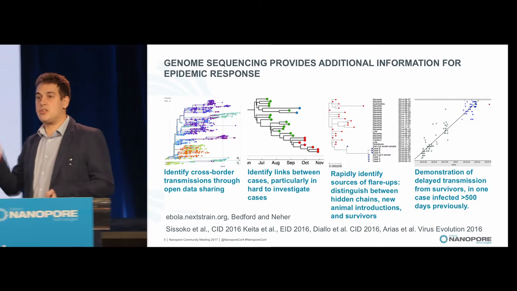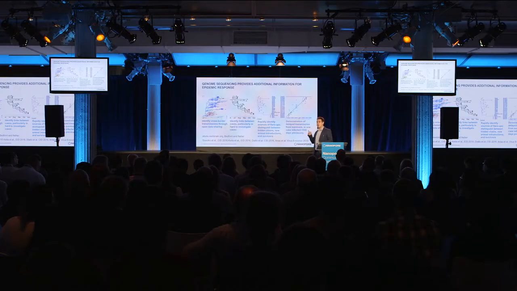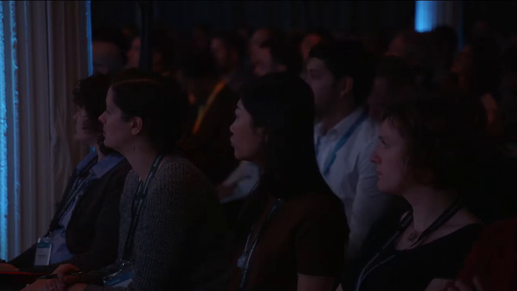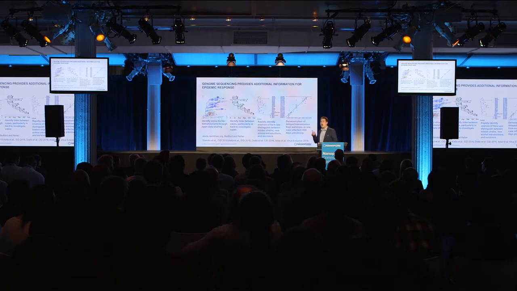We were able to, later on in the epidemic where we had flare-ups, new cases that seemingly came out of nowhere, identify that these weren't, as had been suggested, new introductions from animal reservoirs. These were actual transmissions from survivors. Survivors turned out to be able to be infected with Ebola and cause transmission much longer than expected, and in one case that we helped with the genomic investigation with, over 500 days from contracting Ebola and surviving to a new transmission, so new information about Ebola biology.